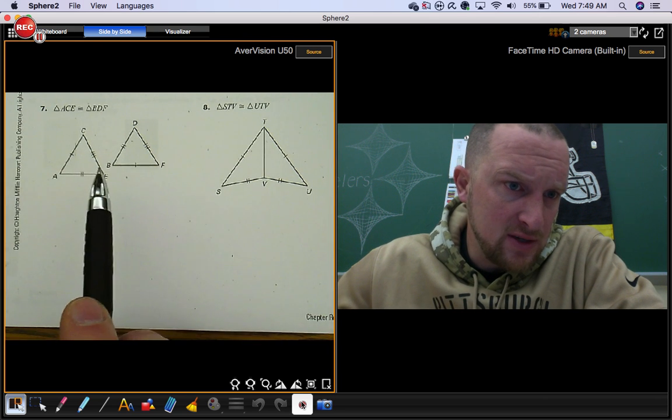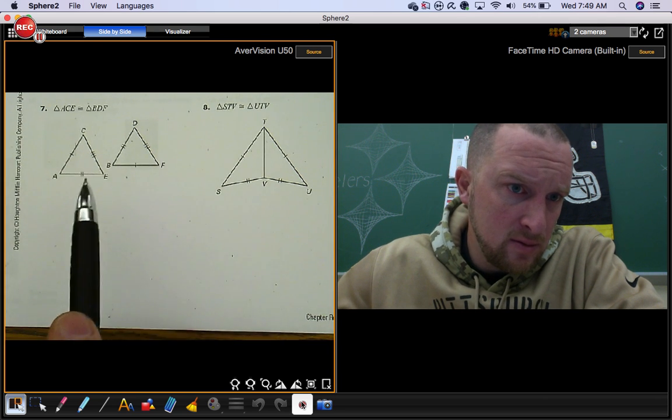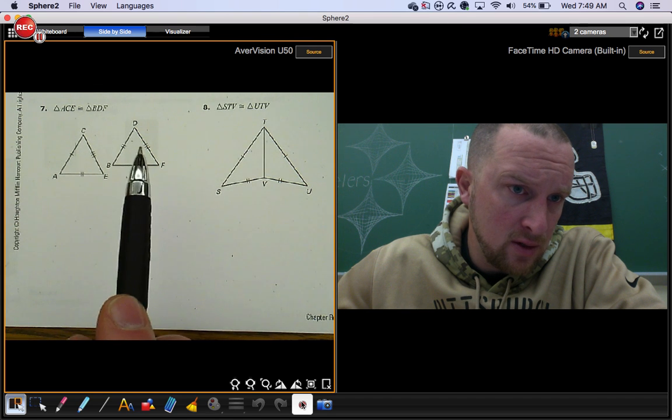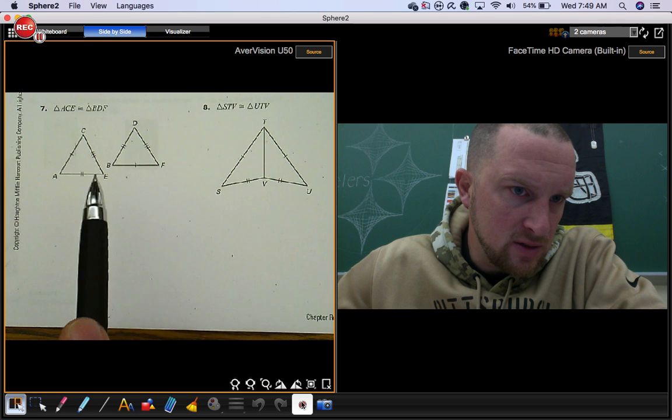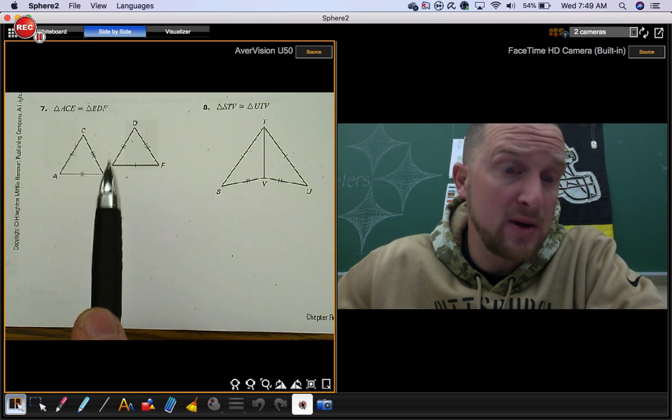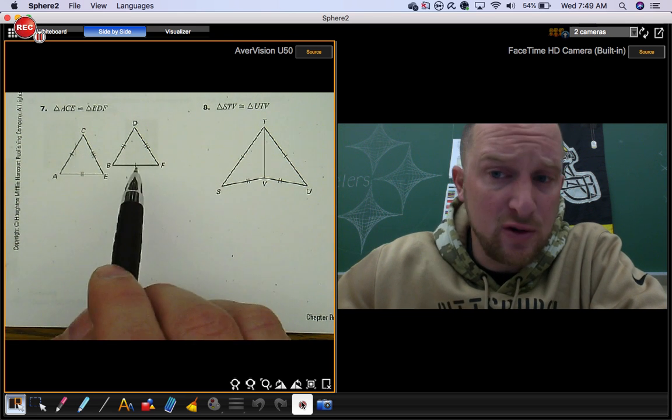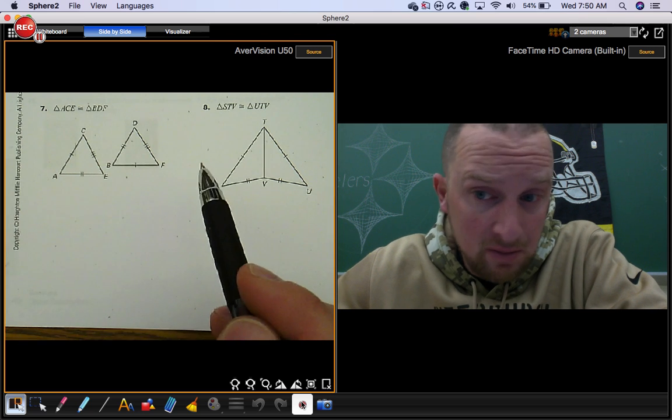3 pairs of congruent sides. 1, 2, 3. It doesn't have to be a translation. It's okay that this one goes with this one. It's okay that this one goes with this one. You got 3 pairs of congruent sides. It doesn't matter if the triangle's turned or flipped or slid.